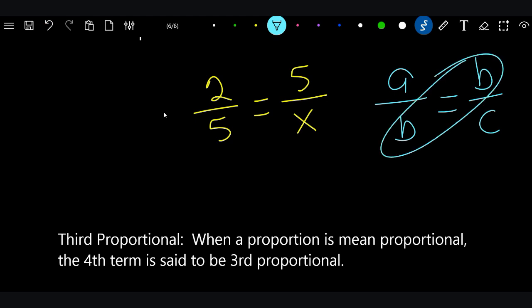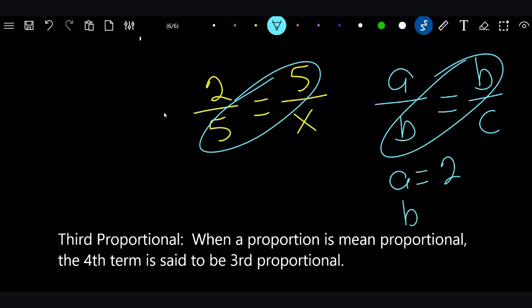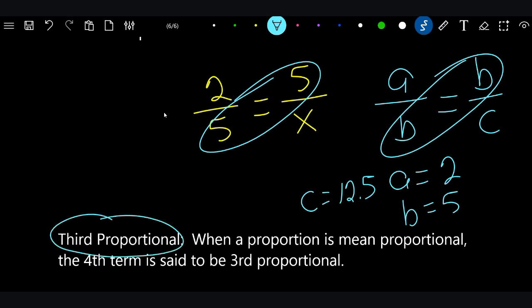Notice that the means are equal. 5 equals 5, B equals B. Look what happened to our D. Our D went away. So it's not fourth proportional, it's third proportional. Why is it third proportional? Because there's only 3 parts to this proportion, because the B's equal each other. So you have A equals 2, B equals 5, and now we would say that our C equals 12.5 that we figured out. All right, so this is what's called third proportional.